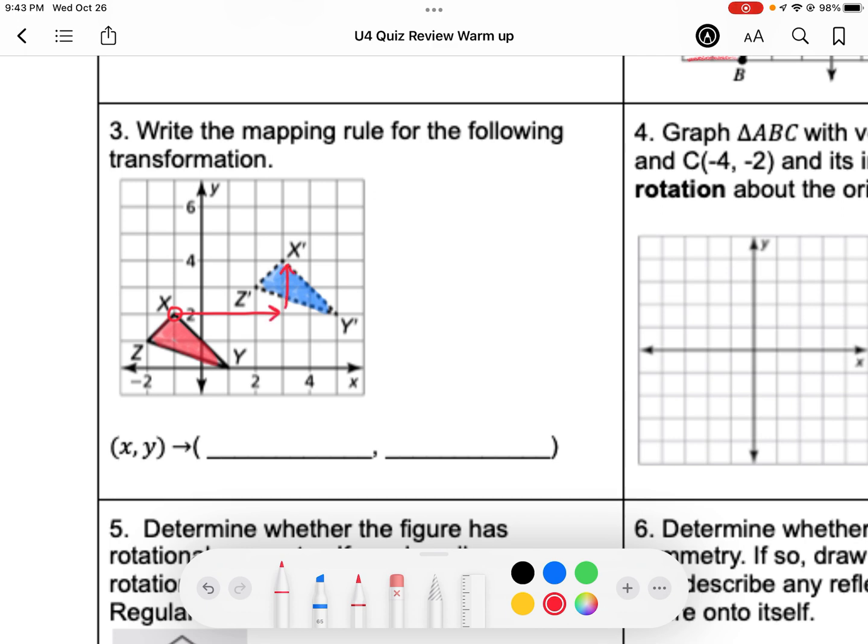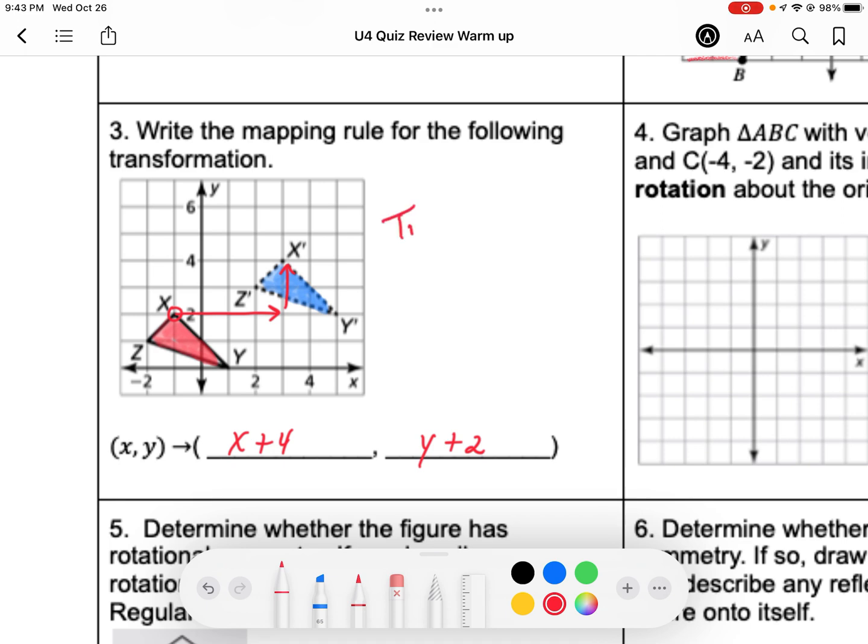Since my point X moves to the right 4, I'm going to take the x values of that ordered pair. I'm going to add 4. And since it moves up 2, I take the y values and I add 2. And so that's how you can write a mapping rule based on the transformation that's already been done.